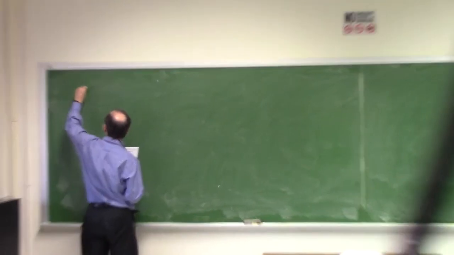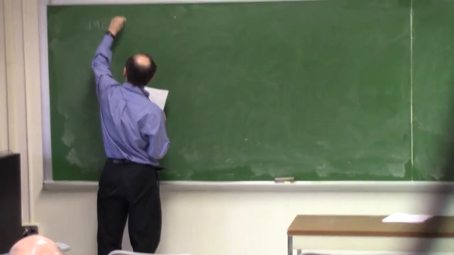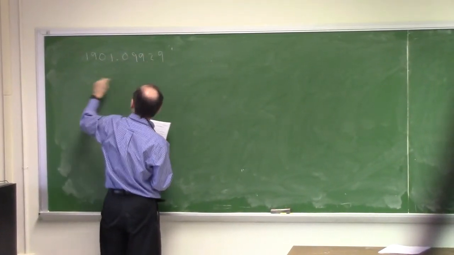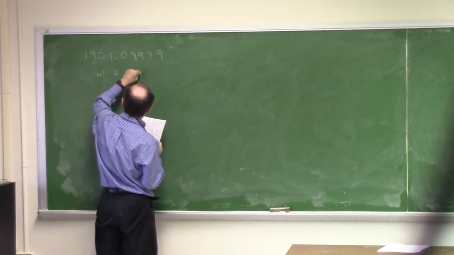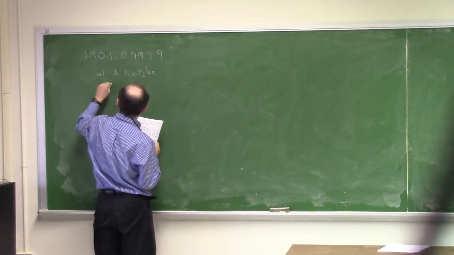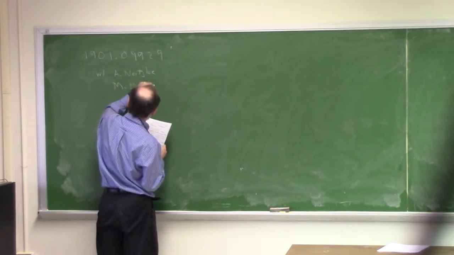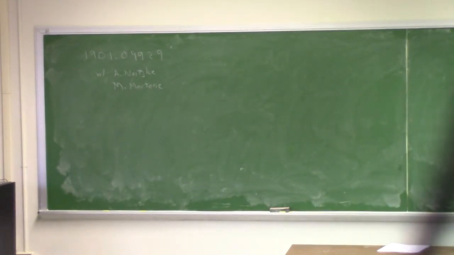So the paper that I'm going to focus on, 9929, is with Andrew Knightsky and Mario Martoni. Andrew is in the math department at UT, and Mario is a postdoc in physics, and we're all together on the 9th floor of RLM.